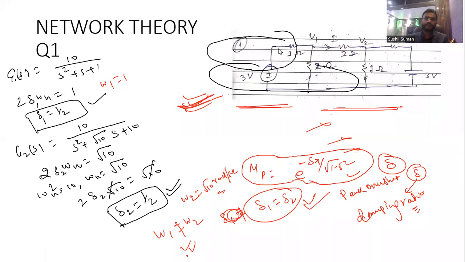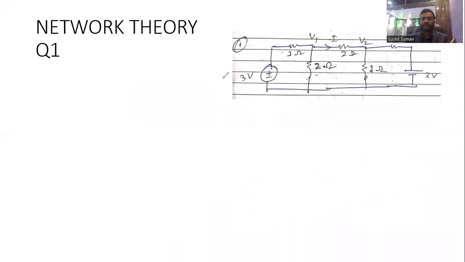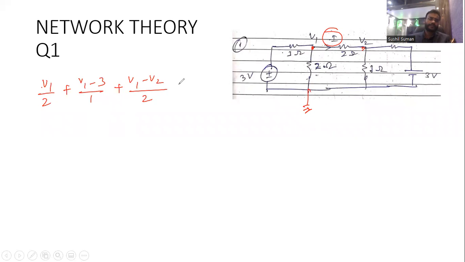Now the next question, from your network. The question gives the V1 potential, this is the V2 potential, and this is ground. We have to find the value of current I. How can you find the value of current I? Keep in mind this V1 and V2, and here we apply KCL: V1 by 2 plus V1 minus 3 upon 1 plus V1 minus V2 upon 2, equal to 0.